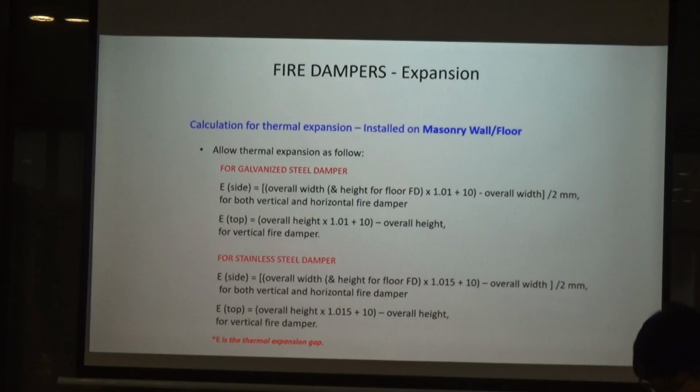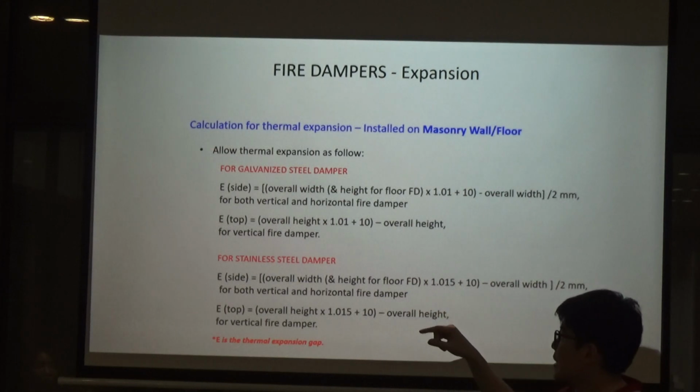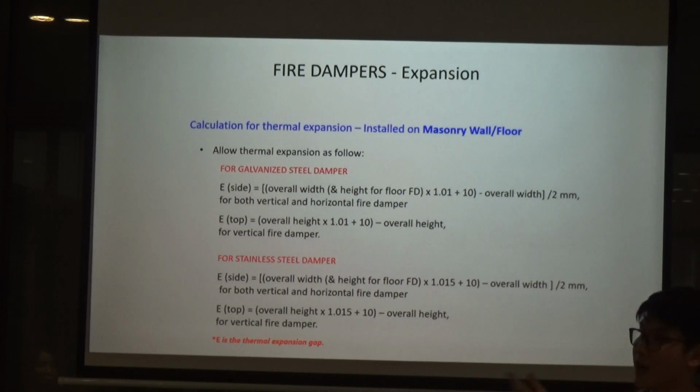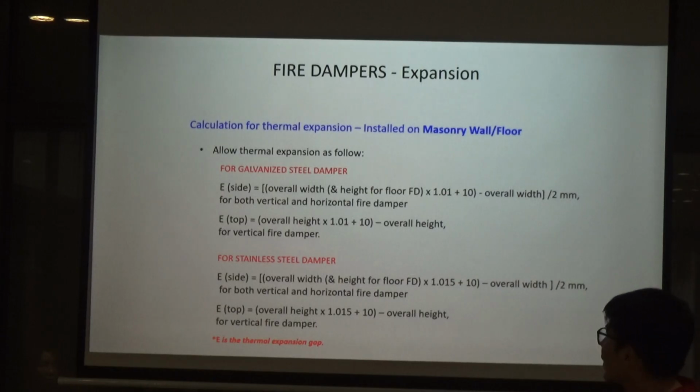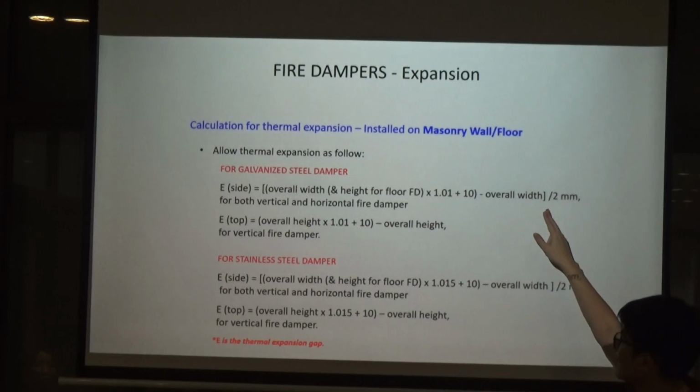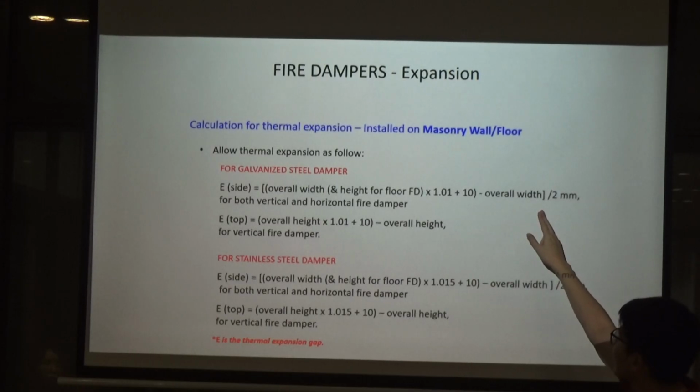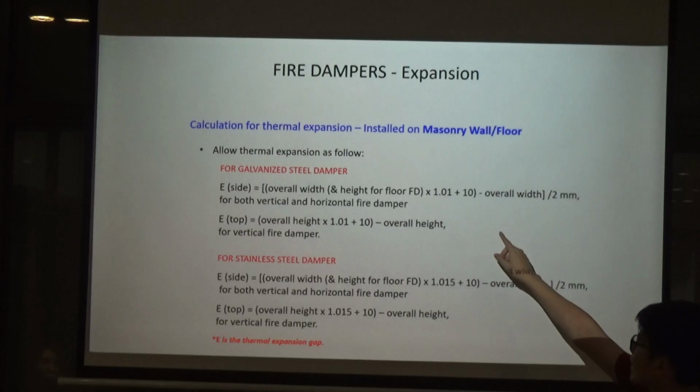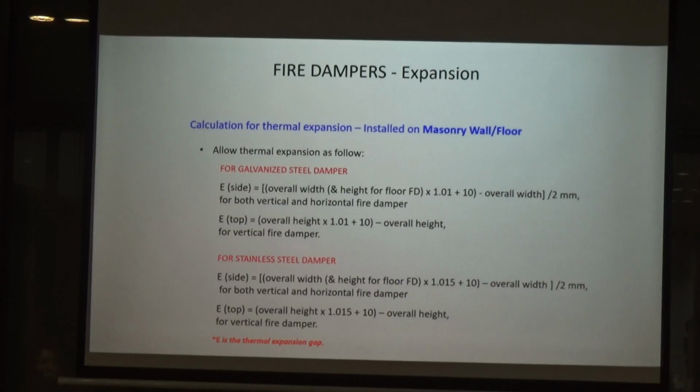Okay, so for a galvanized steel damper, E is the thermal expansion. For the left and right side, we can use this formula. It's the overall width multiplied by 1.01, minus the overall width. Why divide by 2? Because for the fire damper's left and right side, normally we will space it equally so that the gap will be divided by 2. Okay, the left and right side.